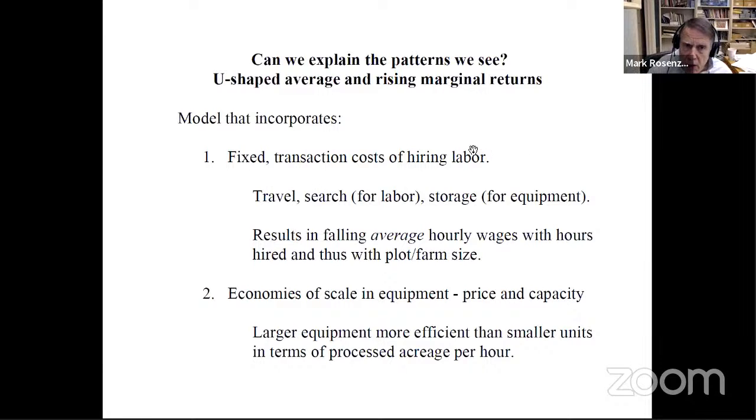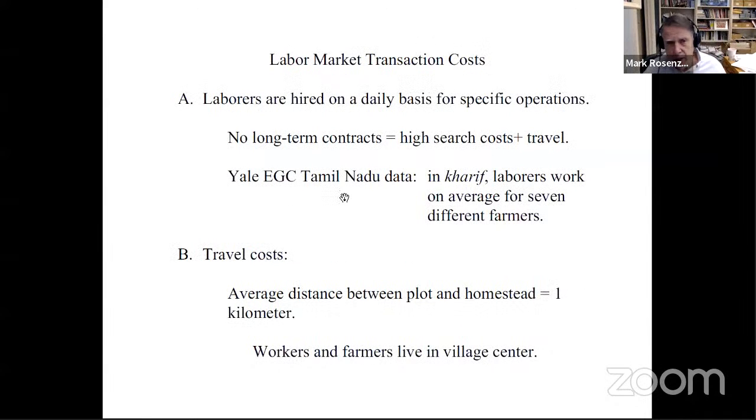All right, so let me talk about labor market transaction costs. In the macro literature, they're always positing wedges. They make them up in order to fit the data. Here, we're in some sense doing the same thing. We're saying, well, there are these transaction costs. But I'm going to show you that we can actually measure these transaction costs, and they're not trivial at all.